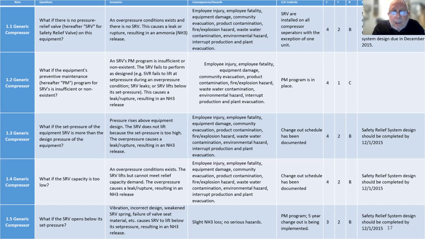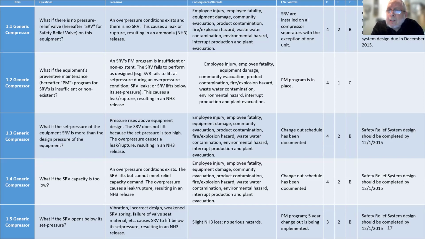production, and plant evacuation. Now you see that particular end result is kind of boilerplate for a whole bunch of things that could happen here. If they're pretty serious, they could do all these things. And the controls are special safety relief valves installed on all compressor separators with the exception of one unit. We found one unit that wasn't.